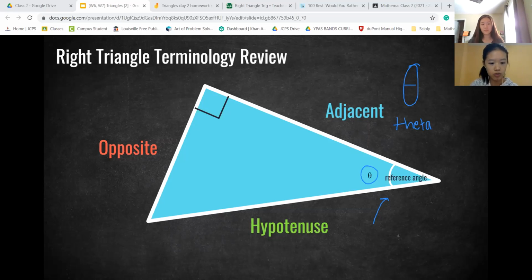And one more thing, generally the reference angle is never the 90-degree angle, because then that makes things weird.